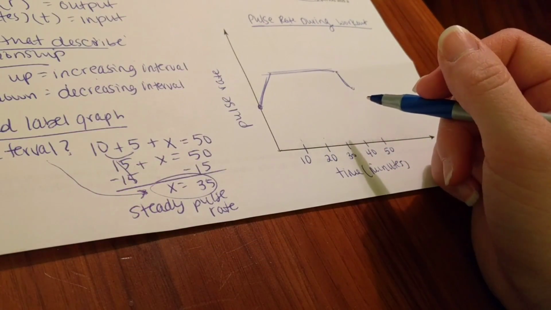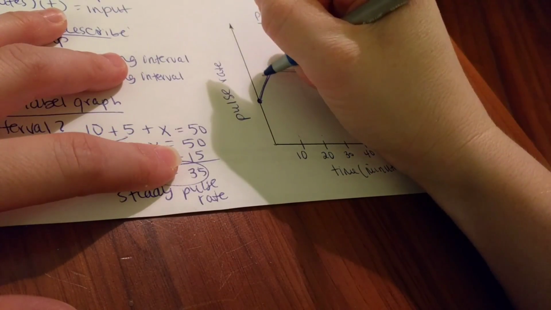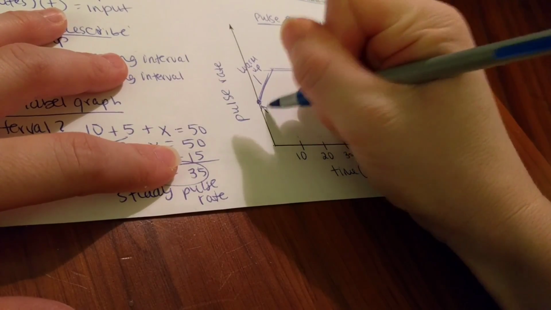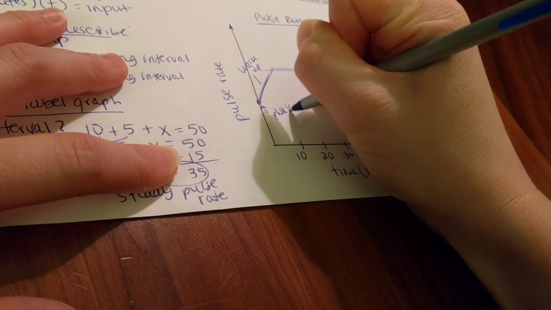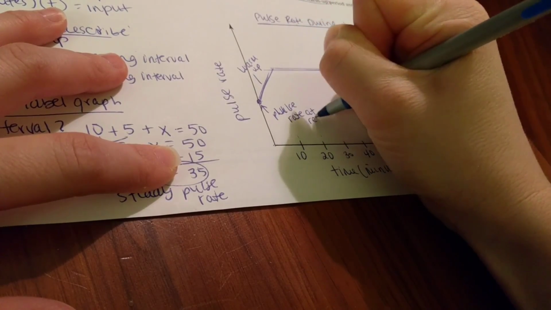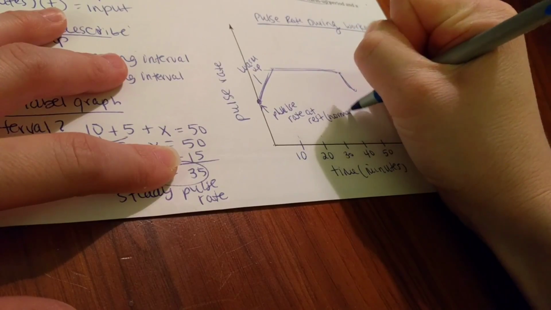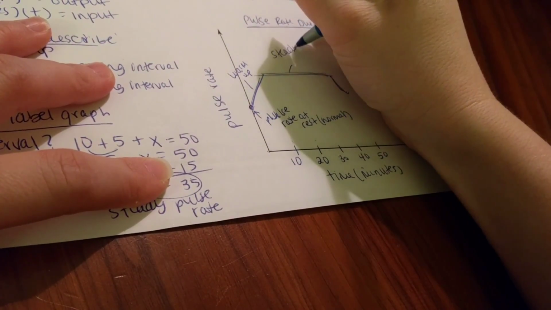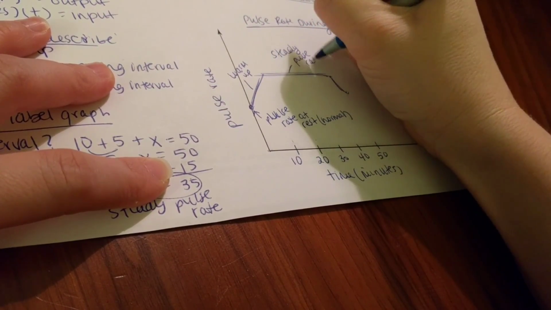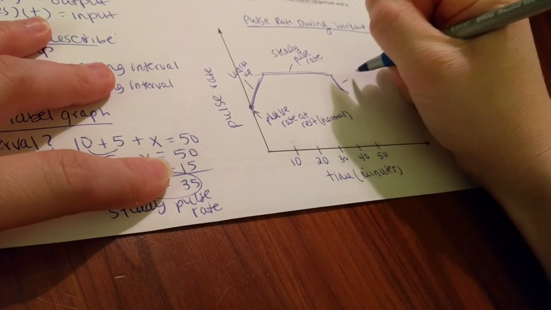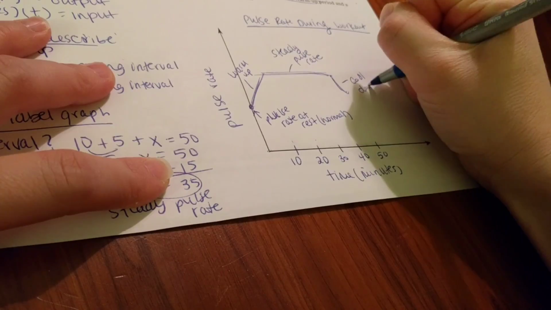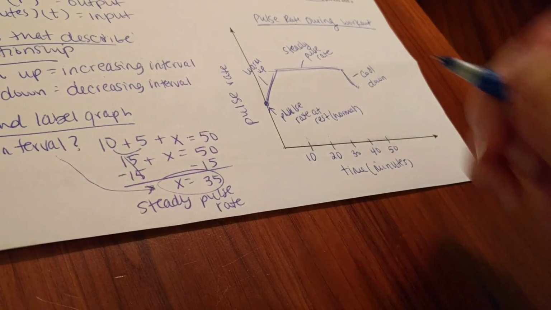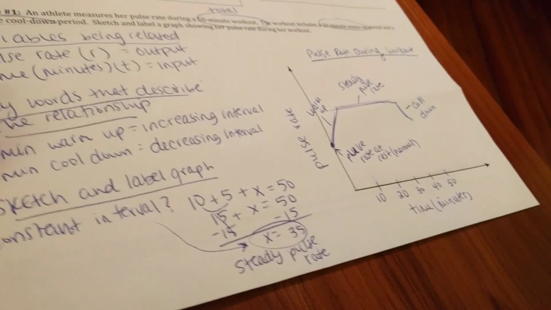All right, so the last thing we want to do is label it. This is the warm-up. Right, this right here is the pulse rate at rest. That's the normal pulse rate. Here is the steady pulse rate. That's during the workout. And then here, right here is your cool down period. You're decreasing.